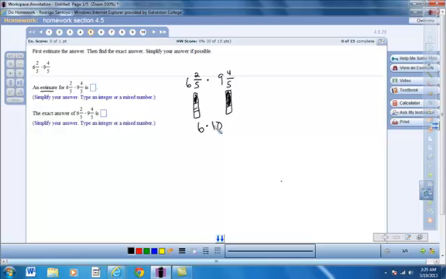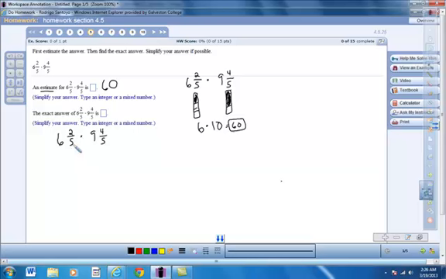Therefore, for our first part, we do 6 times 10, which gives us 60. Therefore, that's our answer for this first part. Second part, for exact. So remember, what we're going to do with exact is work with these mixed numbers and change them to improper fractions.